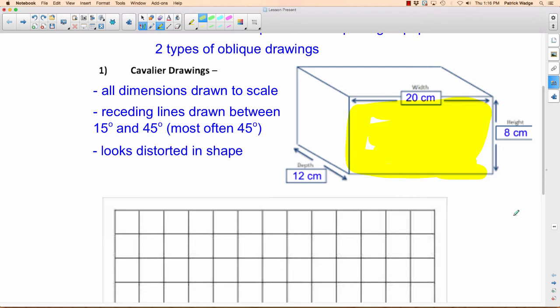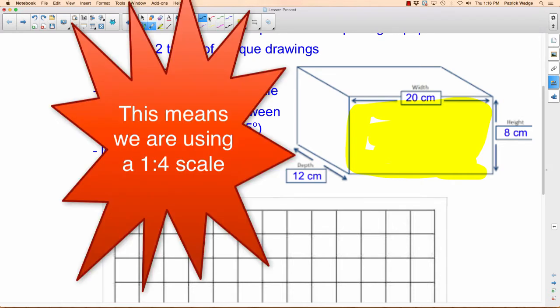But I could maybe do this with a scale. What could I divide all these by? 20, 8, and 12. I see that 2 goes into them, and 4 also goes into them. Why don't we divide them all by 4? If we do that, then this amount here will only be 3 centimeters. 12 divided by 4 is 3. 20 divided by 4 is 5. And 8 divided by 4 is 2.